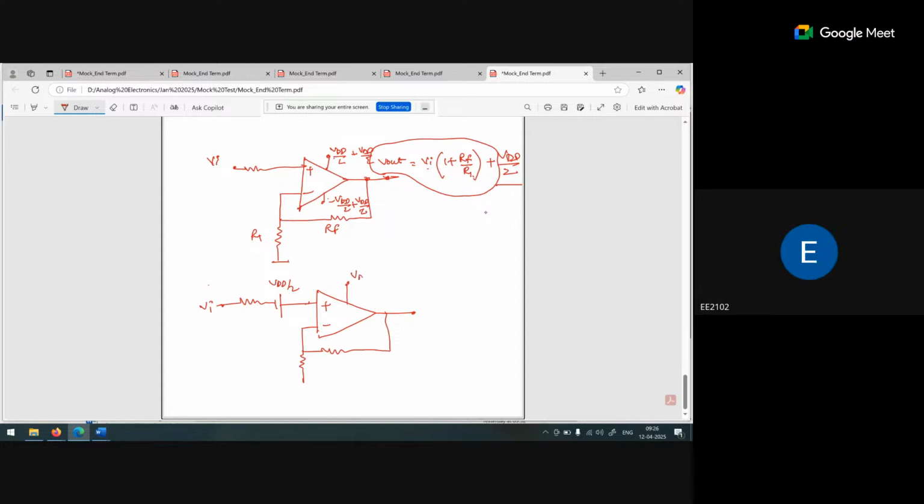Now it is a VDD and this is a ground. Here we connect a VDD by 2. What is the output voltage here? Now it would be VI plus VDD by 2 times RF by R1 plus VDD by 2. Simplified: VI times (1 plus RF by R1).